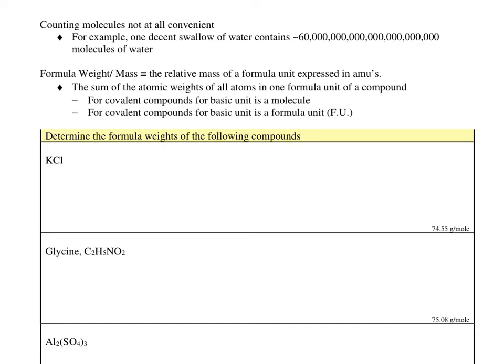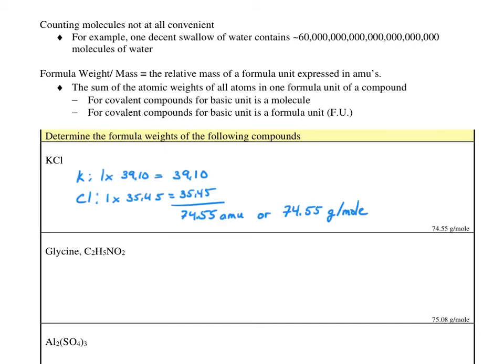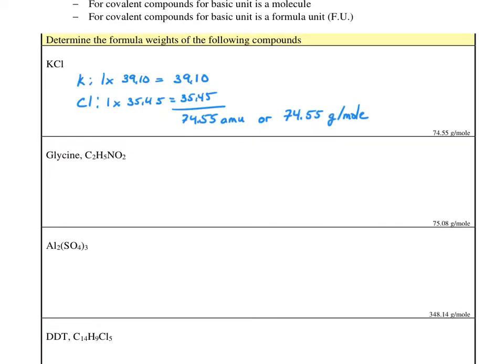For example, potassium chloride. We determine the formula weight by adding the mass of one potassium atom to that of one chloride atom. These values, the atomic weights, we get from the periodic table. We add them together. We have the formula weight of potassium chloride. The units are either expressed as AMUs, atomic mass units, or in terms of grams per mole.